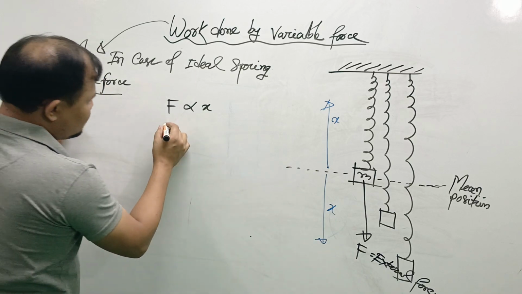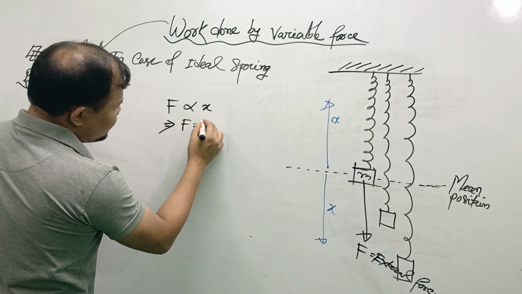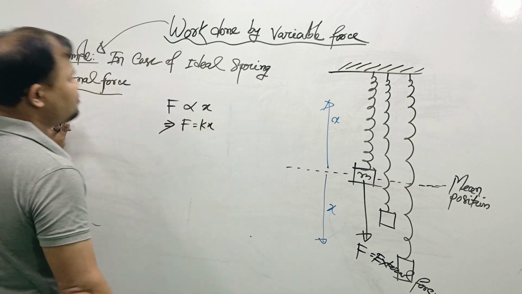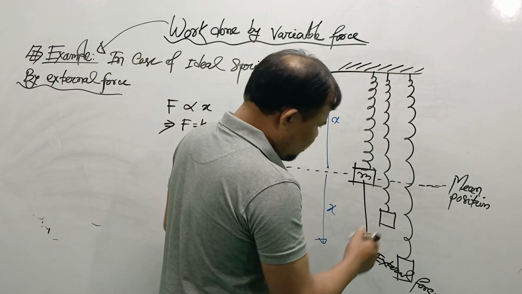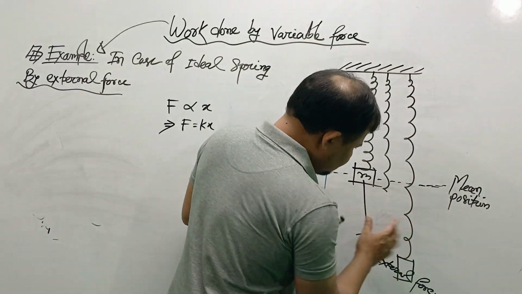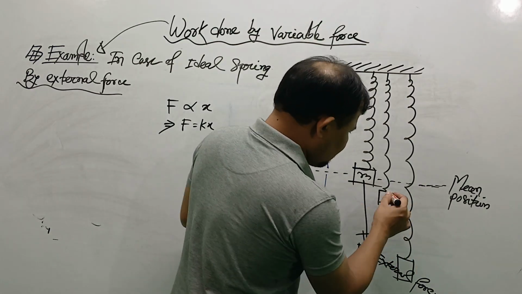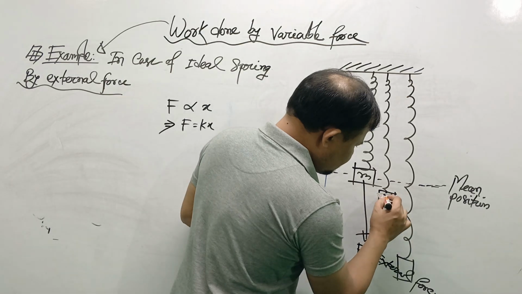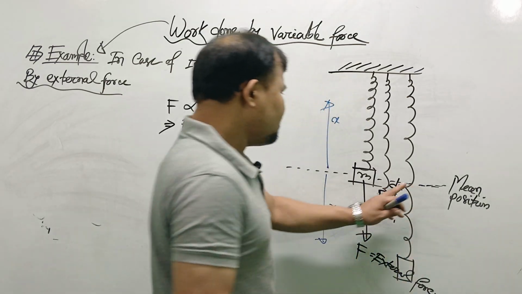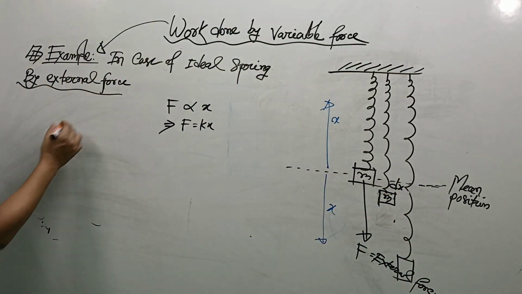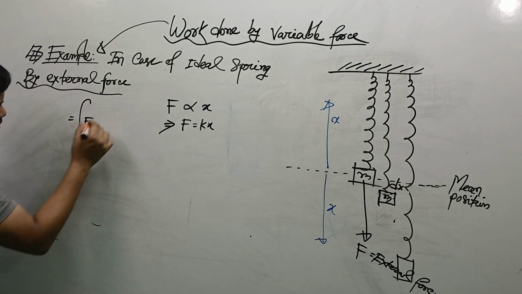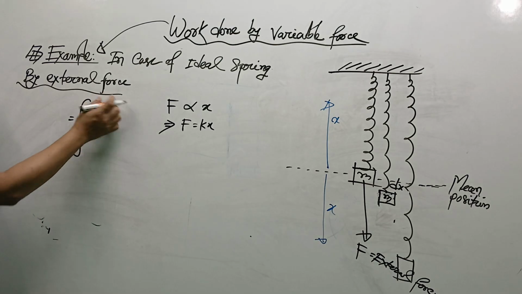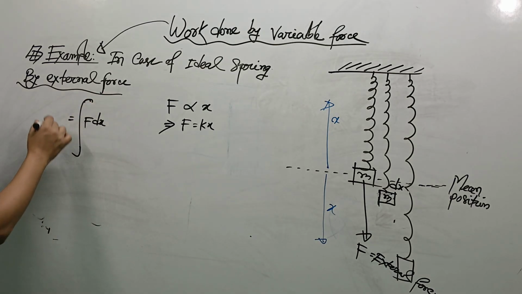So we can write this. After removing the proportional sign, we can add a constant here. This is the spring constant. My dear students, suppose the displacement is very small. How much displacement here? Suppose the displacement is dx, a very small amount of displacement. We know the equation from our previous section, force is F and displacement is very small. Then after integrating, we get the total work.